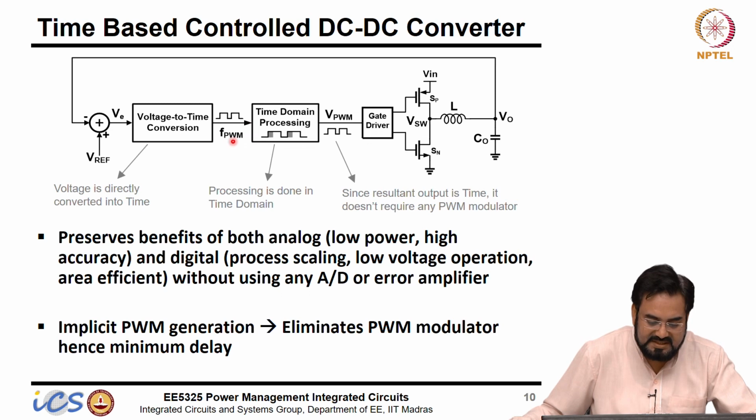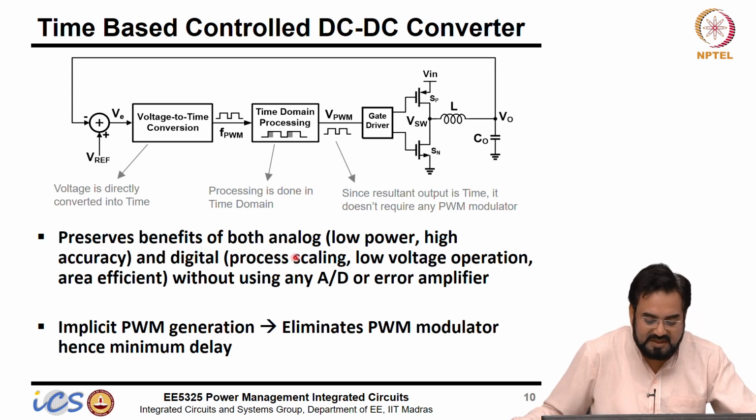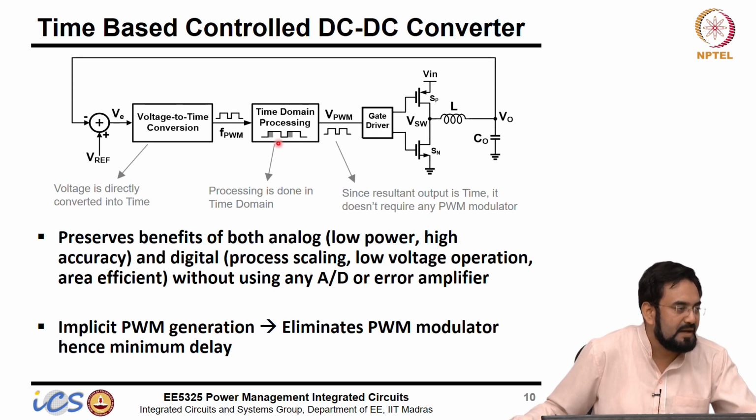So basically, if you look at it after converting to time, it's looking more like a clock, and a clock is nothing but a digital signal. So it looks like a continuous-time digital basically. So it preserves the benefits of both analog, which is low power and high accuracy, and digital, which is process scaling, low voltage operation, and area efficiency. And so we'll see that when we process in the time domain, we don't require any capacitor actually.